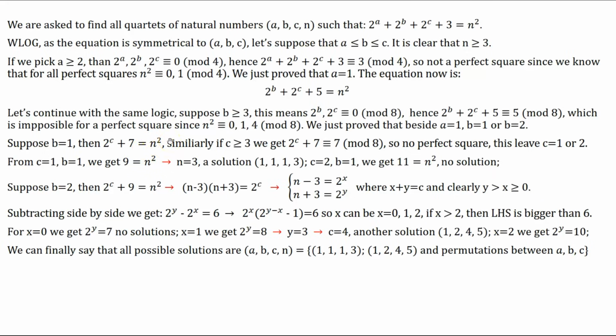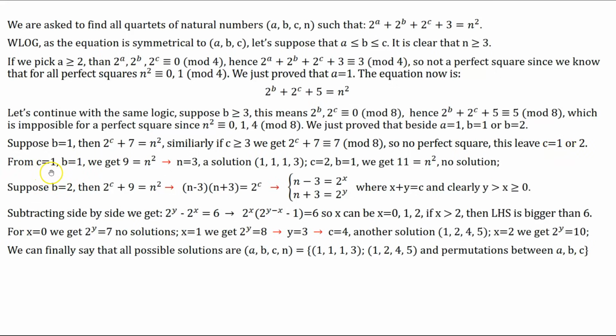Now, in the same idea, if c is greater or equal to 3, we will get that 2 to the power c plus 7 is congruent to 7 modulo 8, so it is not a perfect square because it doesn't give these remainders. So in this case, in order for this sum to be a perfect square, c can only take two possible values when b is equal to 1. c can be equal to 1 or equal to 2.